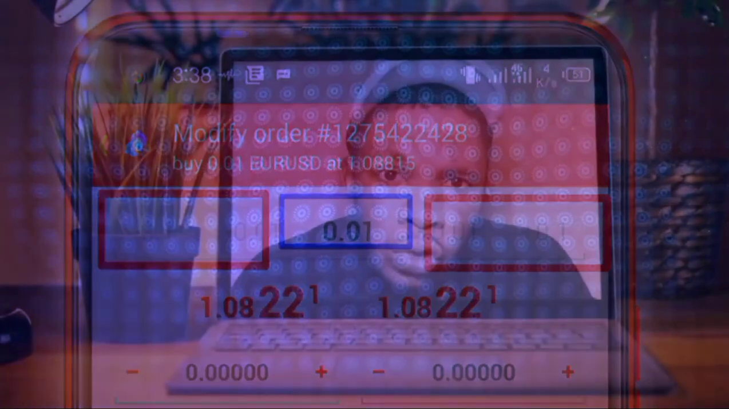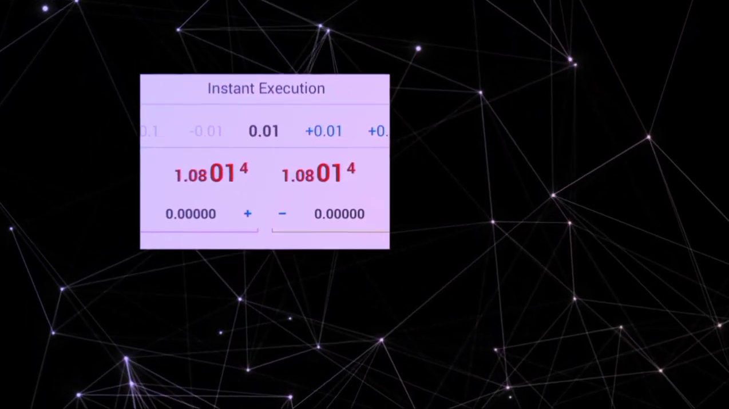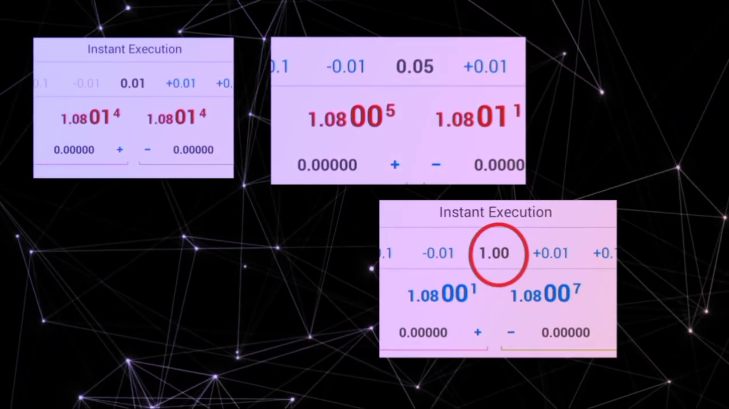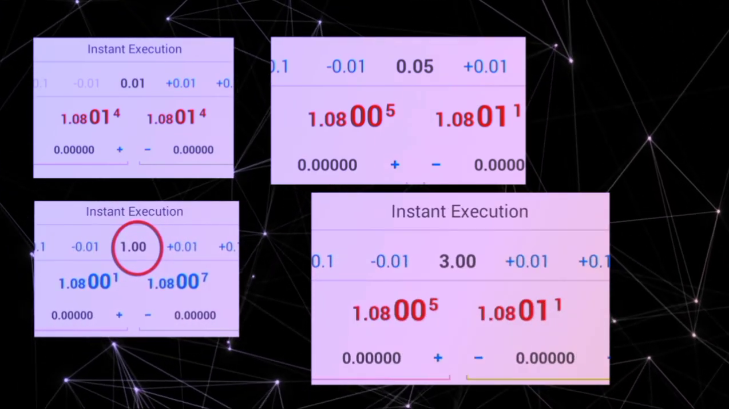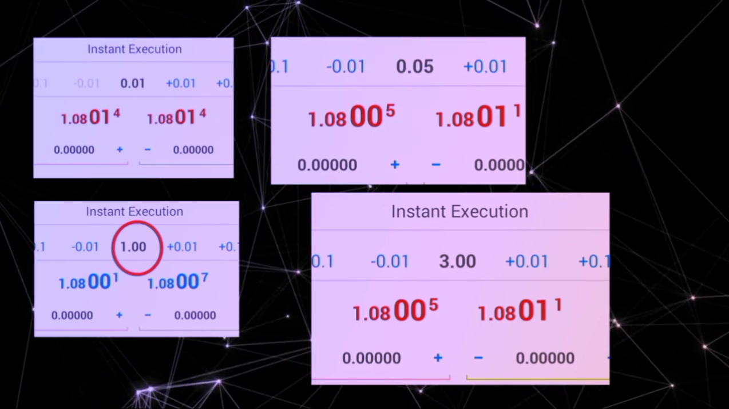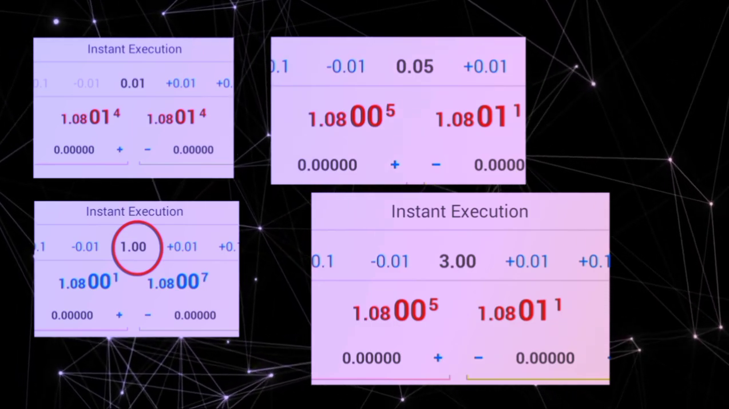Here's what I want you all to do with your demo account. Enter trades with these lot sizes: 0.01, 0.05, 1.0 and 3.0, and monitor how your profit and loss increases. It is also important to use a lot size that is commensurate to your account size or capital.